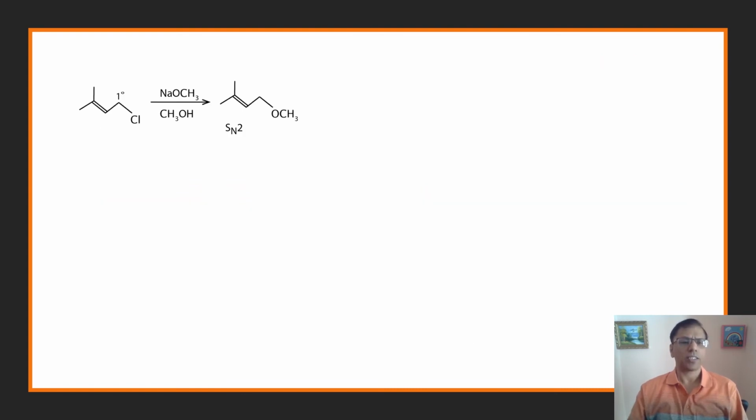So let's look at additional examples. So in this case, you have a primary halide. The base is sodium methoxide. It's an anion, and the reaction solvent is methanol. So sodium methoxide is a better nucleophile than methanol. It's a strong unhindered base, and since it's primary, if you recall, it can attack the carbon center via an SN2 mechanism to give you the ether.